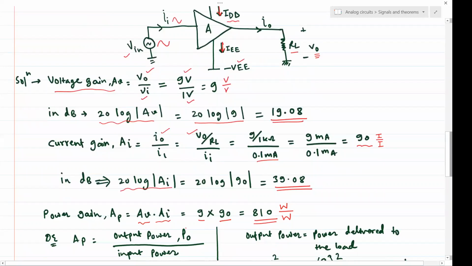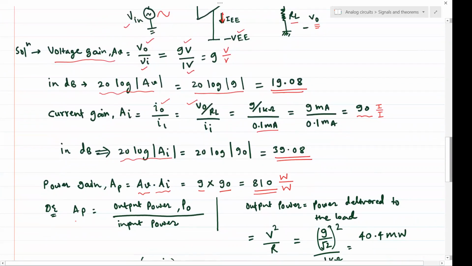In a way, we can also determine the power gain in another way. The power gain is the ratio of output power PO to the input power. So if we know the input power and the output power, that will give us the power gain. So either we first determine the voltage and current gains and then calculate the power gain, or we use this formula. So how to calculate output power?